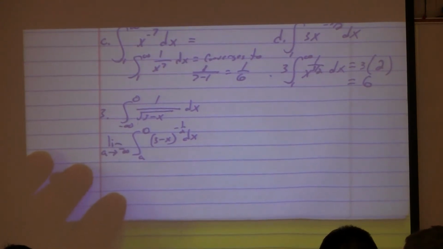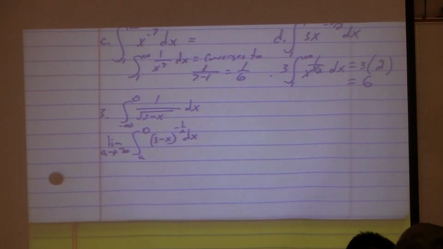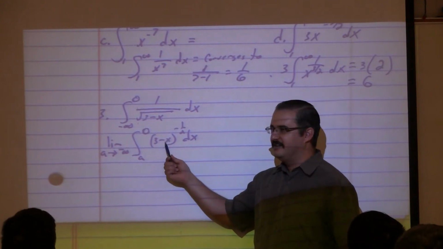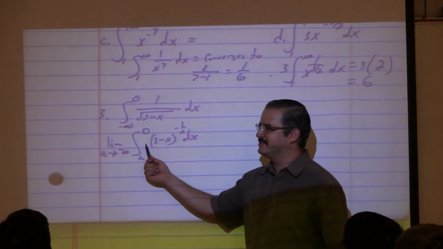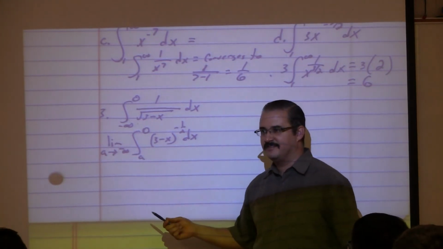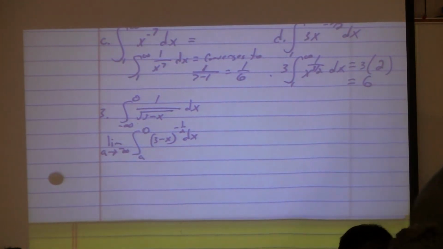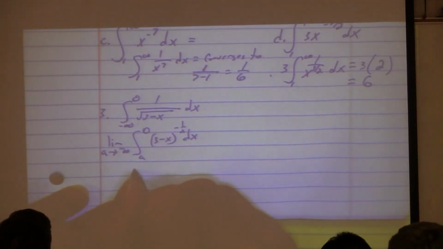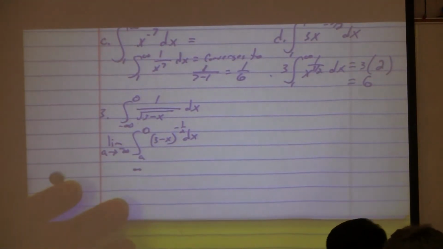Can we integrate this? Yes, we can. Do we have the license? This would be u, right? What would be its derivative? Negative 1. Oh, we don't have a license. But give it a permit, right? So we have to add what to our answer? A negative, right? Good? So we know we're gonna have to add a negative.